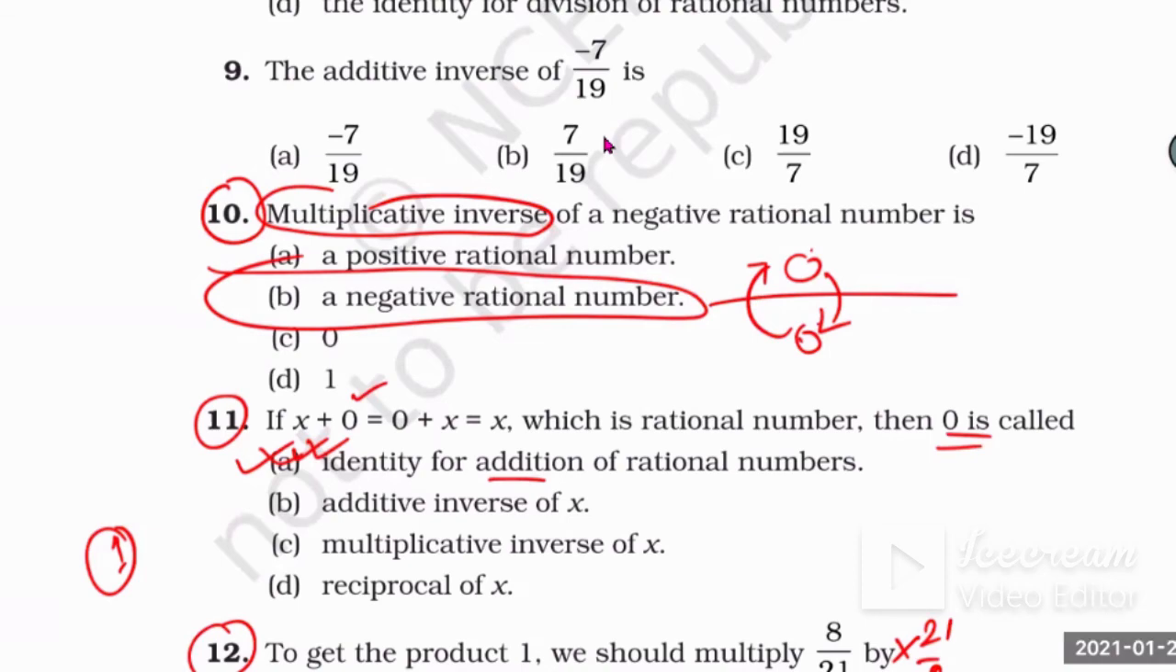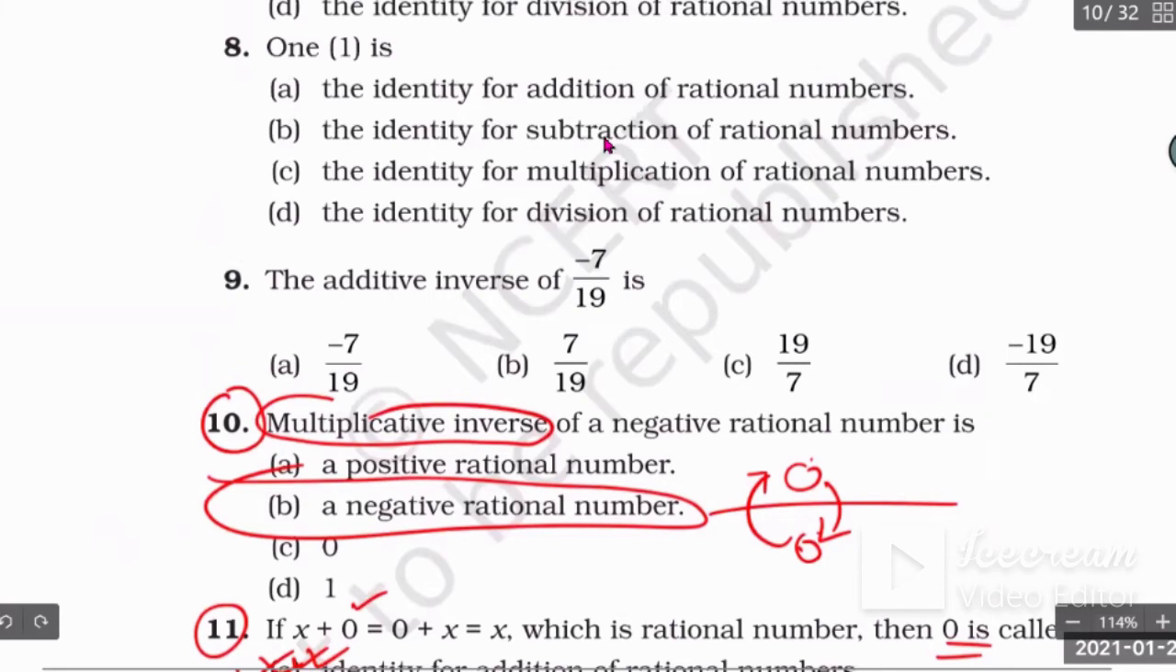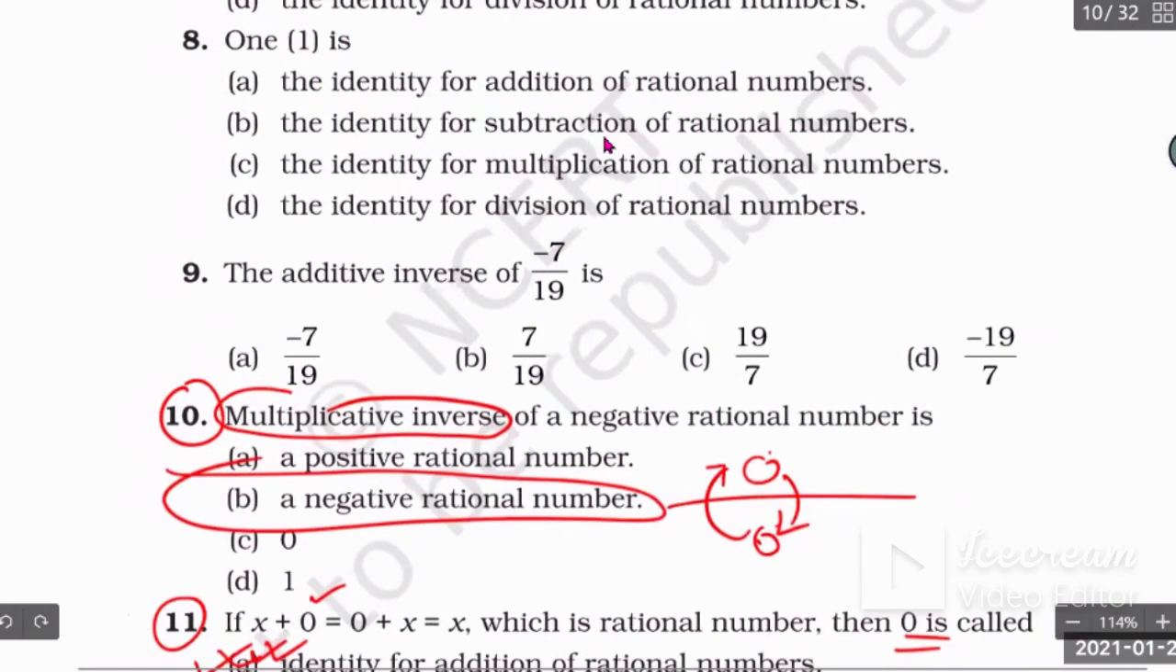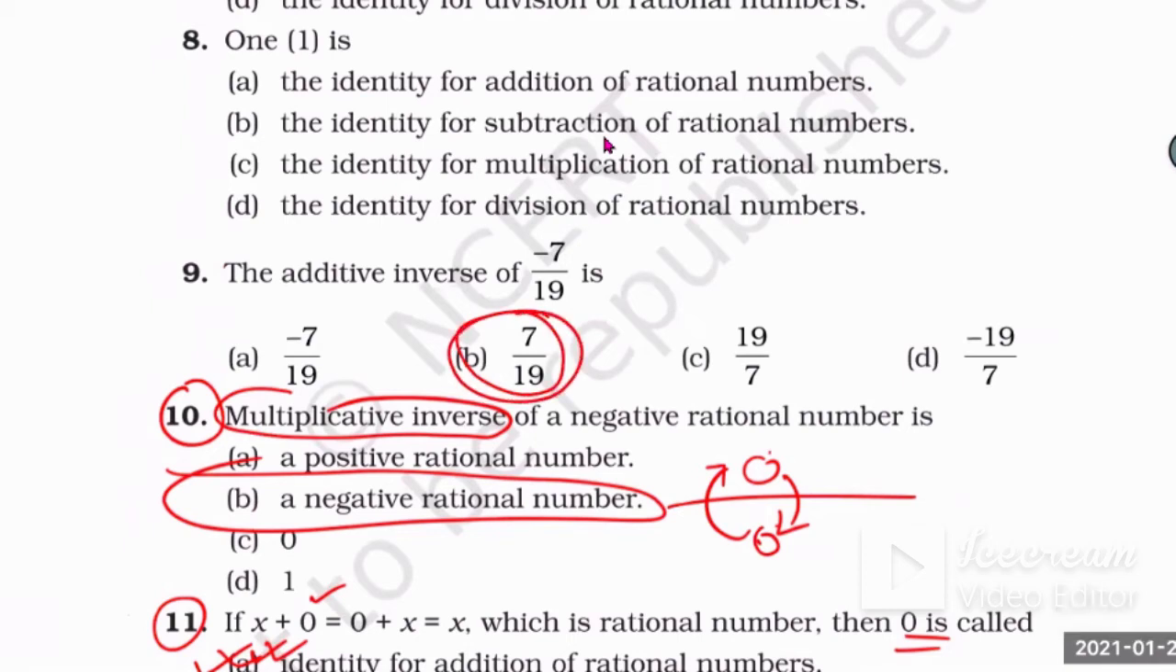Okay, the additive inverse is what concerns the sign. The additive inverse of minus 7 by 19 is? 7 by 19, don't confuse. In the additive inverse the minus goes away. Simply remember: additive means the sign changes, multiplicative means it gets turned upside down. Yes, you are right.